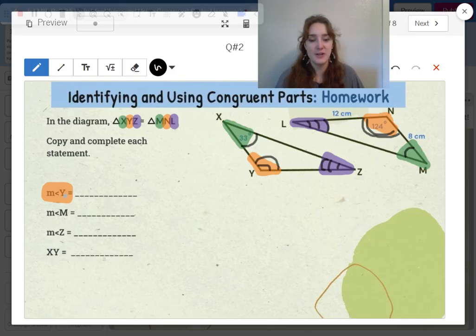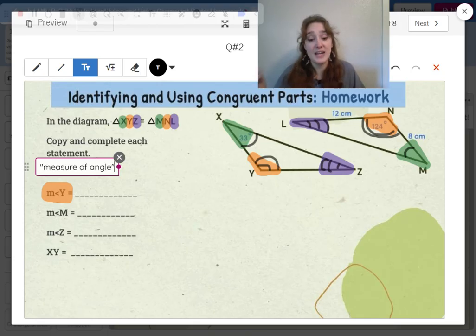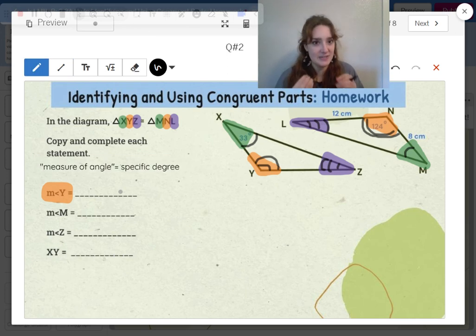So measure of angle Y equals what? Whenever they're asking for the measure, just a reminder, M angle and then a letter, this is reading the measure of angle, blah, blah, blah. When they're asking for the measure, we want the specific degree. What is that specific number? So just to clarify for these first 3 questions, they want a specific number.